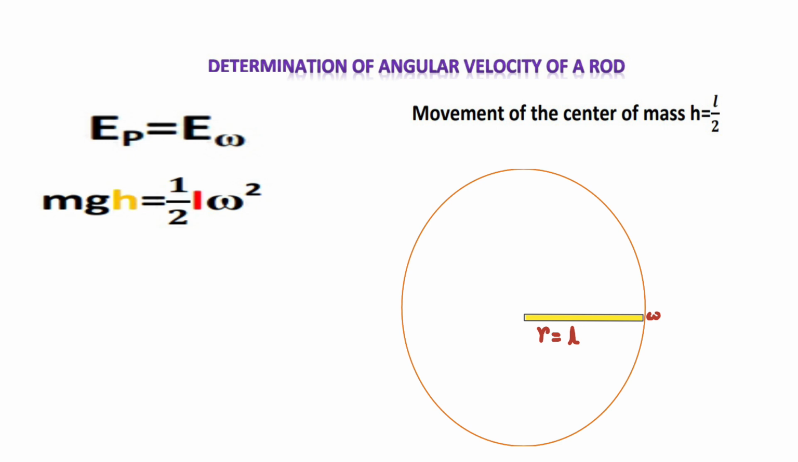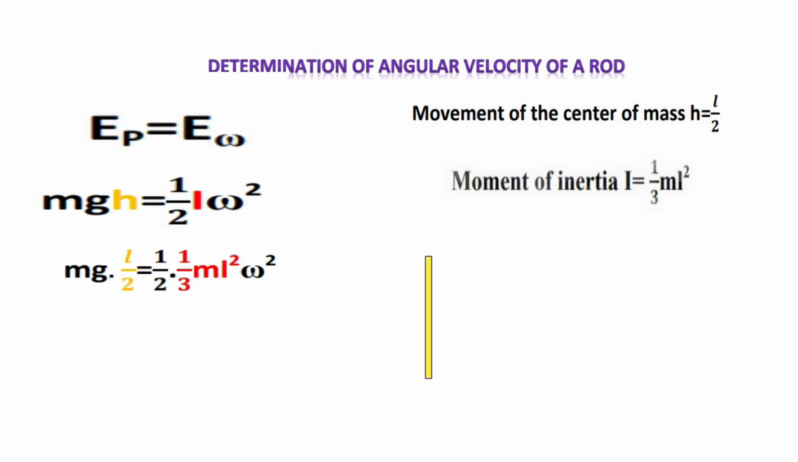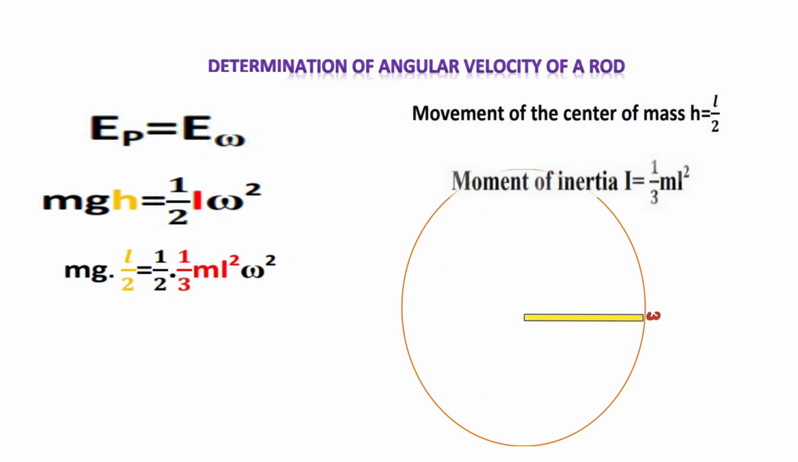For such a circular motion, the moment of inertia of the rod is given by the formula I is equal to 1/3 mL². Now, substituting the values of these variables into the earlier equation, we get mgL by 2 is equal to half into 1/3 mL² ω². Simplifying this equation, we find ω is equal to root over 3g by L.